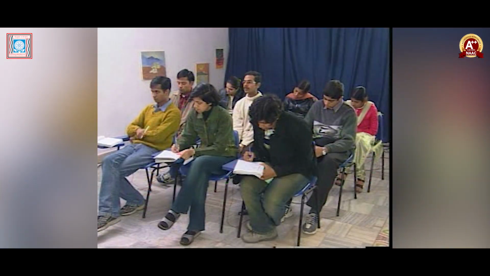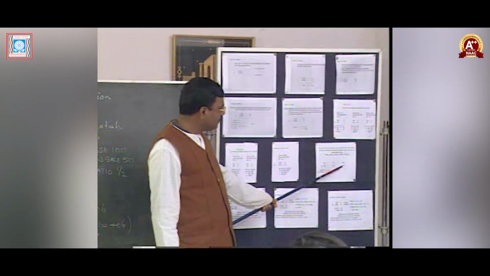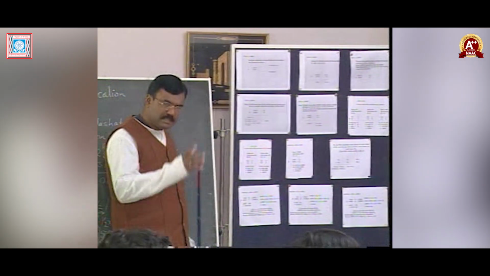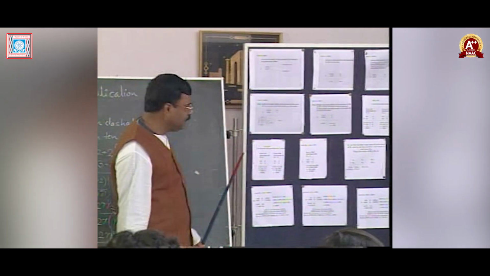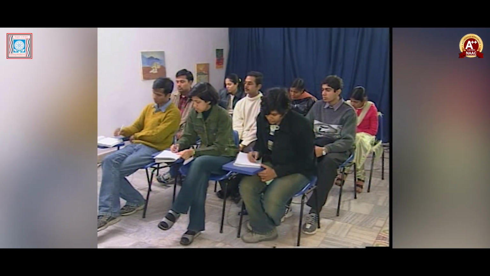Let us consider one example. B is the base, but which base is it? The base of the first number, and the base of the second number, because these two numbers are entirely different and entirely away from the bases.